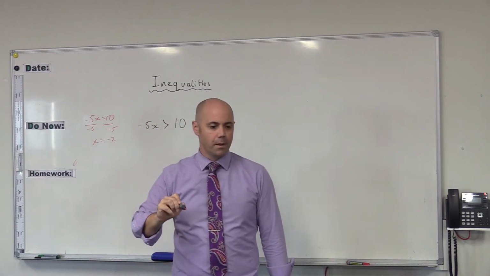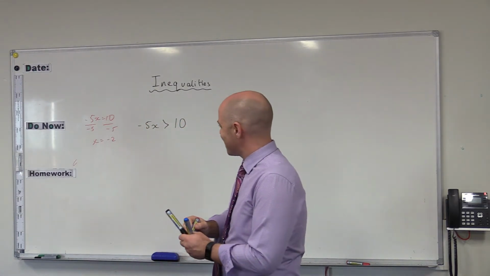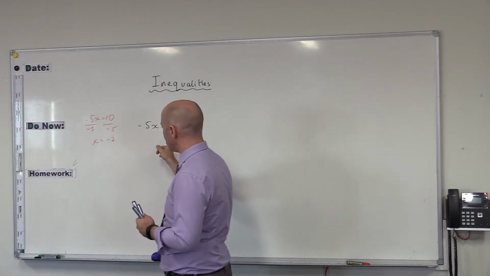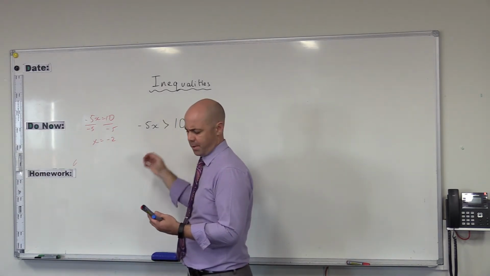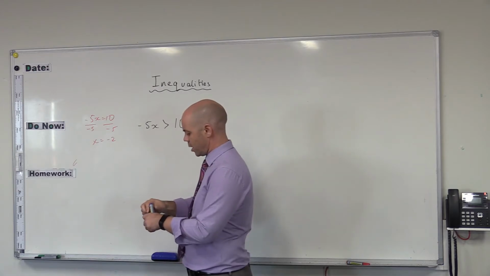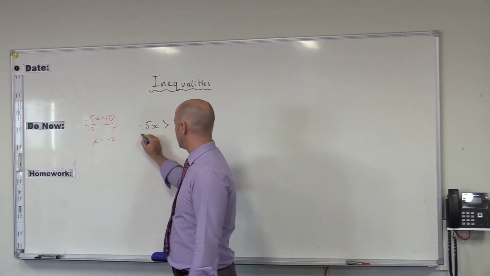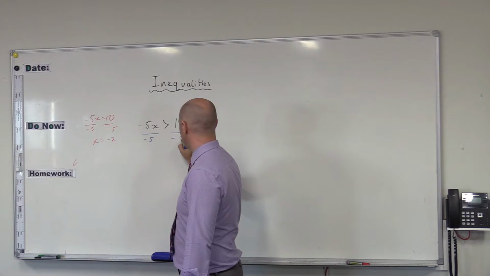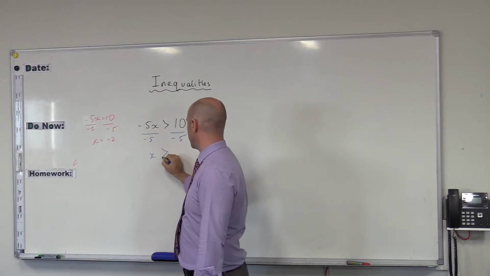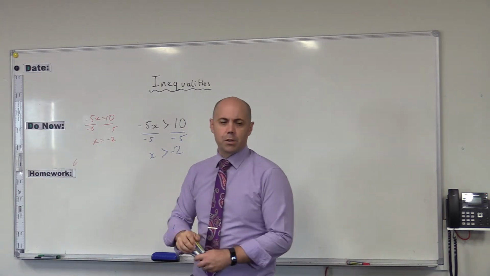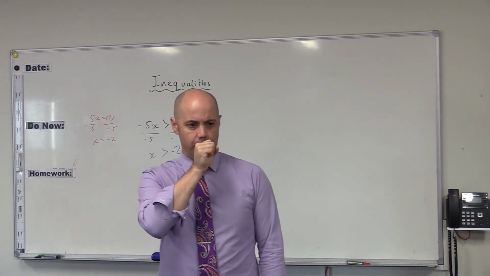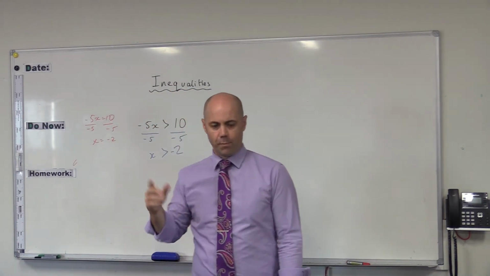Okay. That's right for an equation. But it's not going to work out. Let's work it that way. Let's see what happens. Let's divide both sides by negative 5. And so just the same there, x is greater than negative 2. So what is a number that is greater than negative 2? Judah? Negative 1.